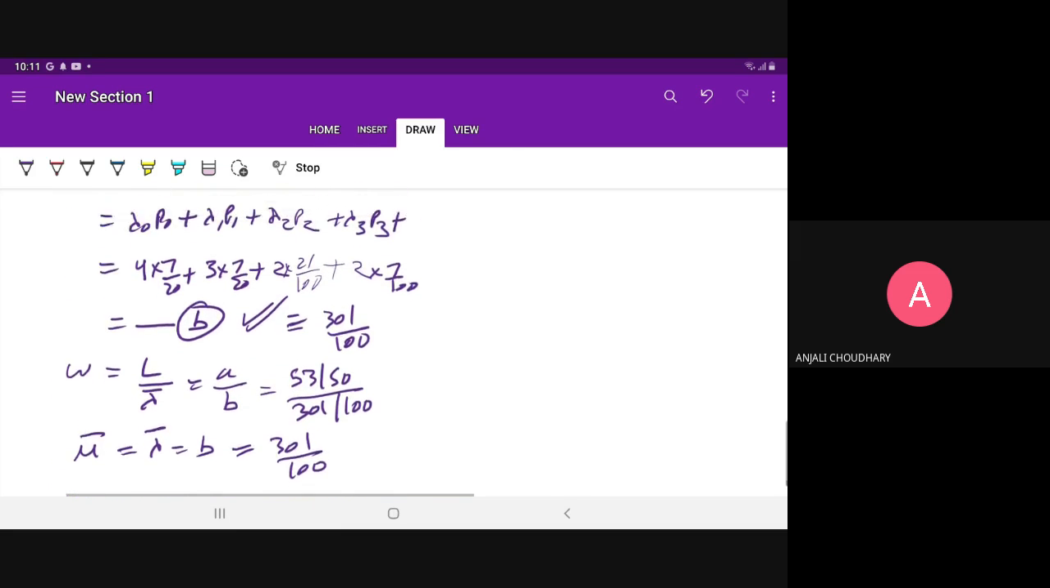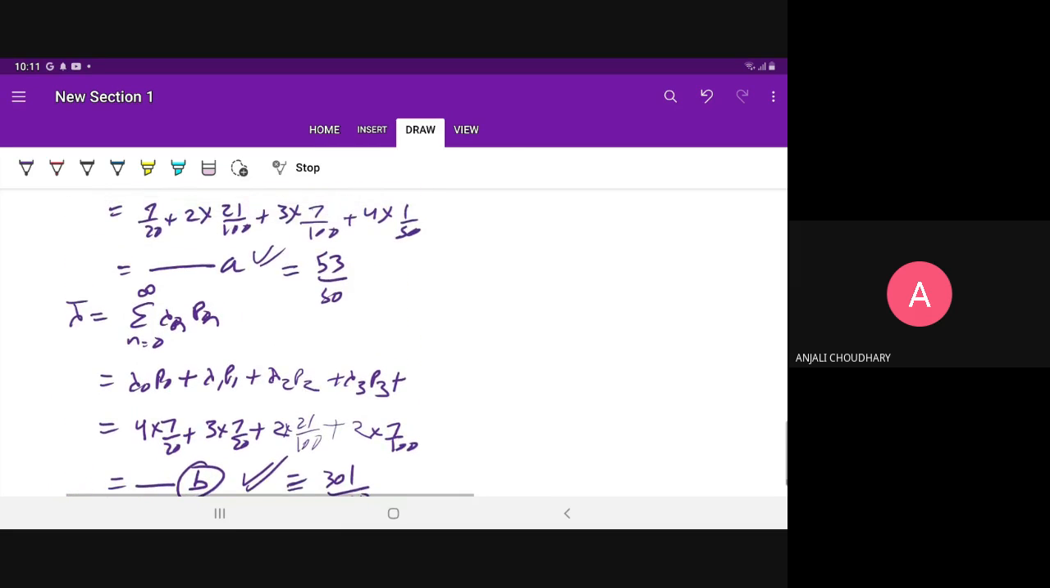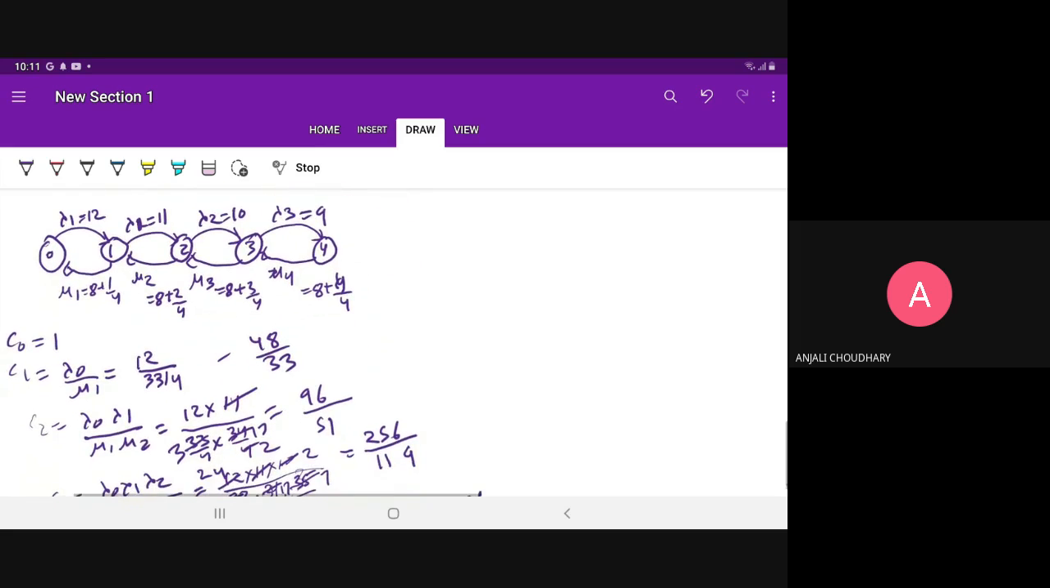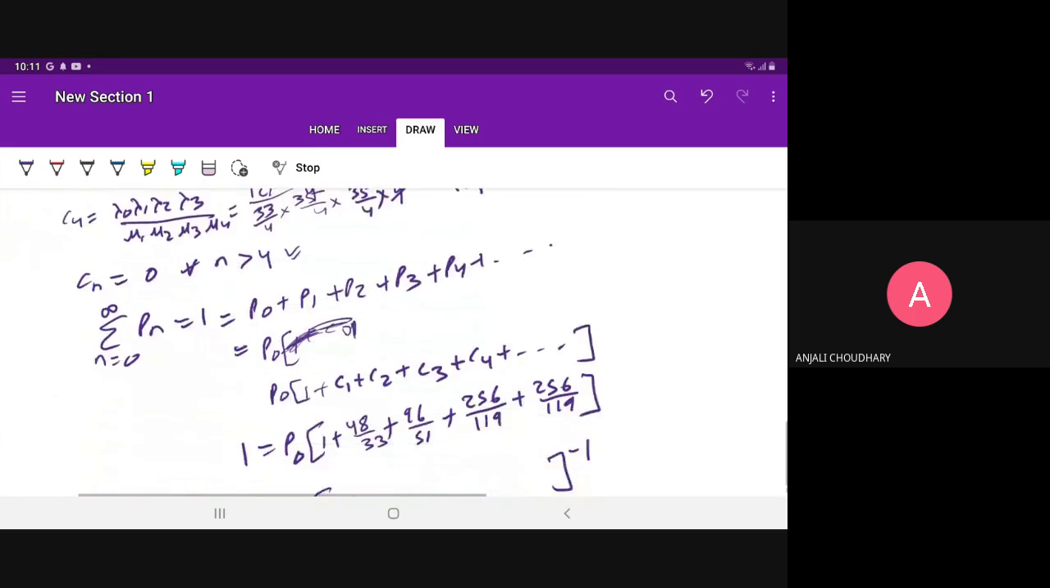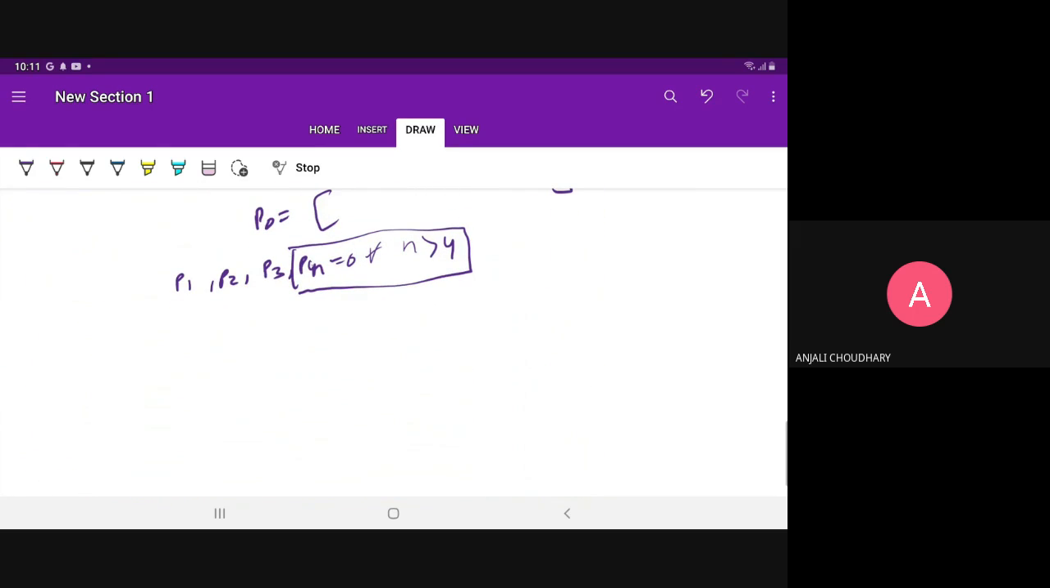Just wait a bit. What is the last node? Last node is P4, so it is P5. So we can compute P1, P2, P3, and P4. Here we have Pn, n greater than 5, that is equal to 0.